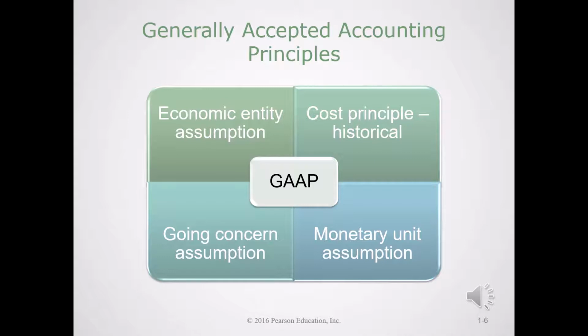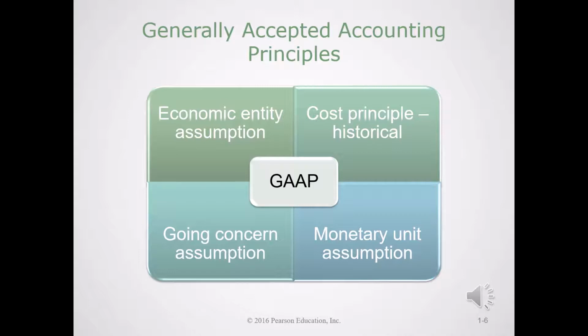Third is the going concern assumption. This states that we assume that the company has no expiration date. It is just going to operate on into the future with no foreseeable end.